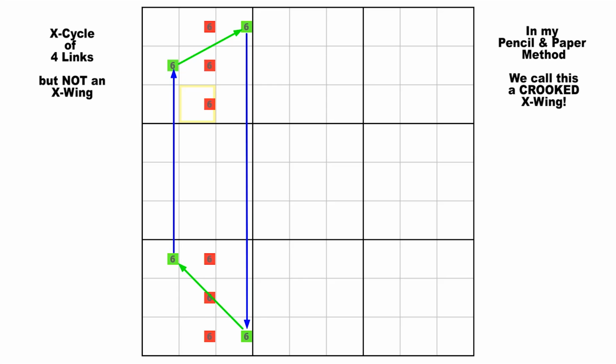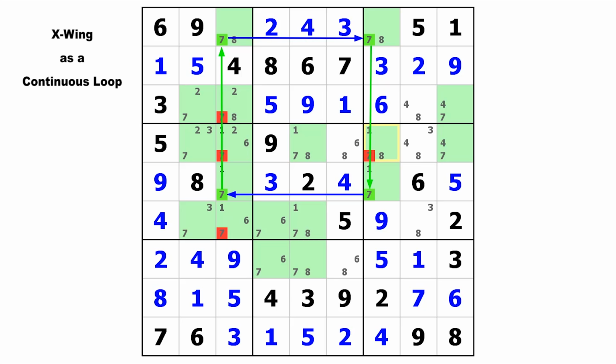But of course, this could only happen in a single chute like you see here. If the 4 candidates were situated in more than one chute, the only way you could have an X-Cycle of 4 links would be in the shape of a rectangle or a perfect square, and then it would obviously be a normal X-wing. Otherwise, you could not connect the 4 candidates.